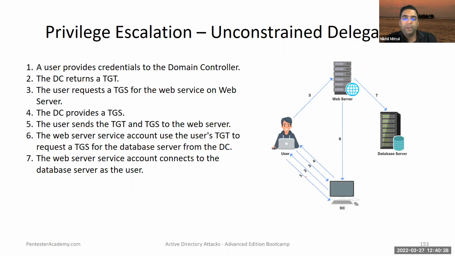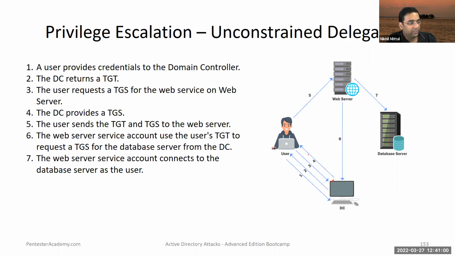The user, or the user's machine on behalf of the user, completes the authentication with the DC, steps 1, 2, 3. Step 3 is where the user presents the TGT and requests a TGS. Now, at the end of step 3, the user requests a TGS, or a service ticket, for the web service, the DC checks that, okay, that web server has unconstrained delegation enabled. That is, it would need to impersonate this user.